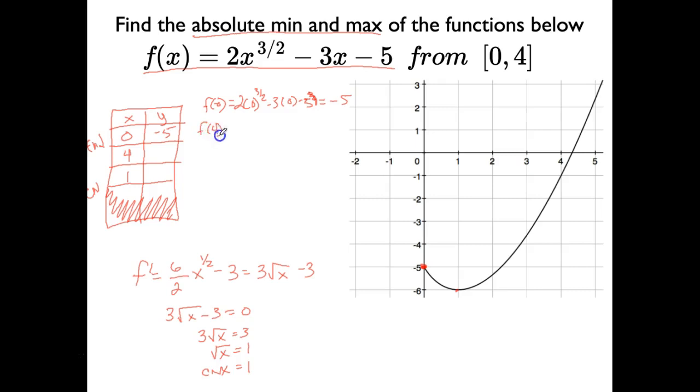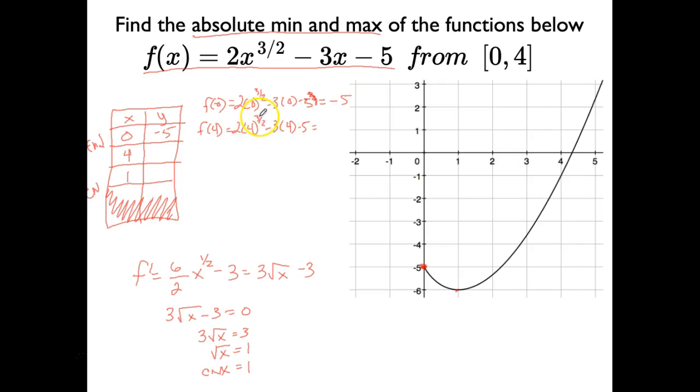Okay, let's check it at 4. F of 4. 2 times 4 raised to the 3 over 2 minus 3 times 4 minus 5. Okay, this one's going to be a little bit more difficult. I'm going to do the square root of this 4 first, which is 2. And then I'm going to cube it. You can do either one of these first. I could have done 4 cubed and then the square root of it, but I feel like square rooting 4 is easier first. So I'm going to do the square root of 4, just 2.